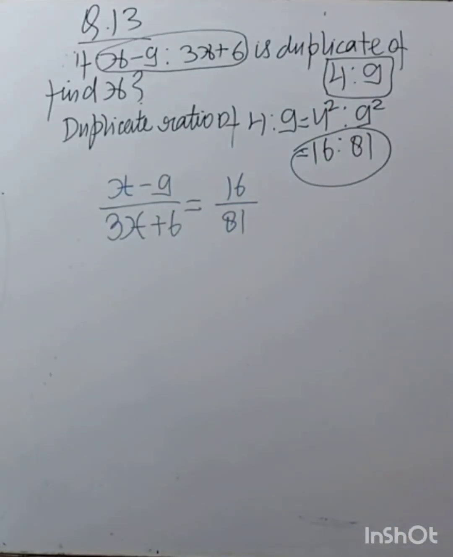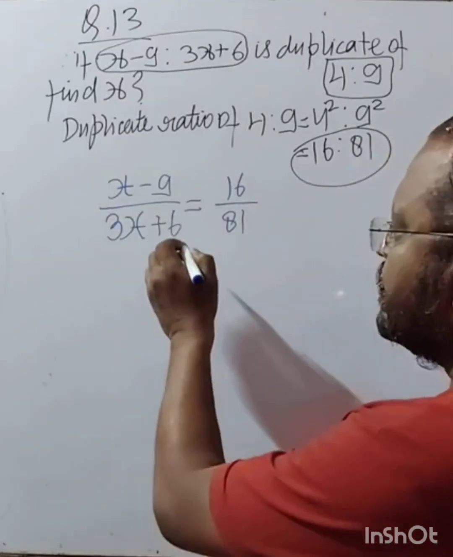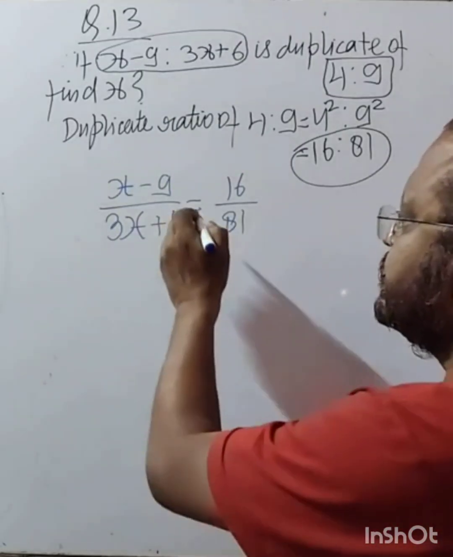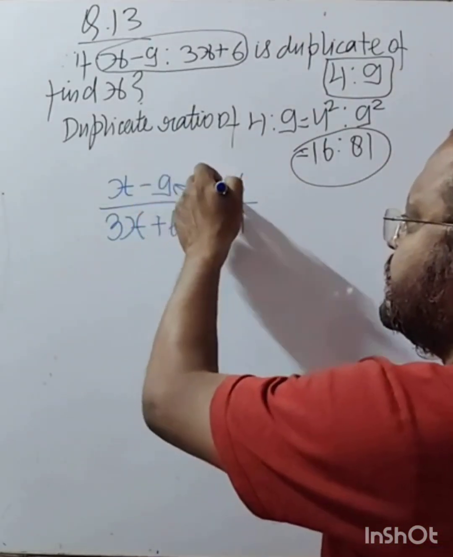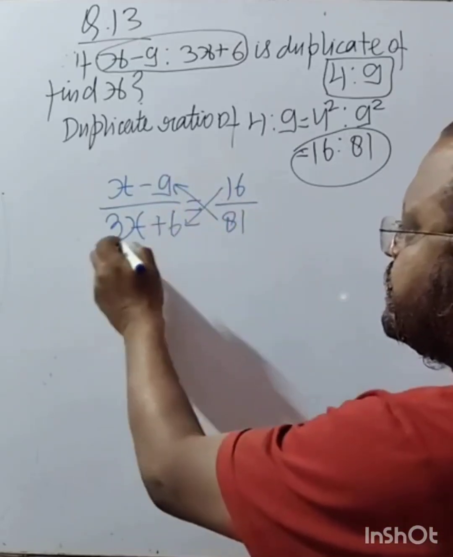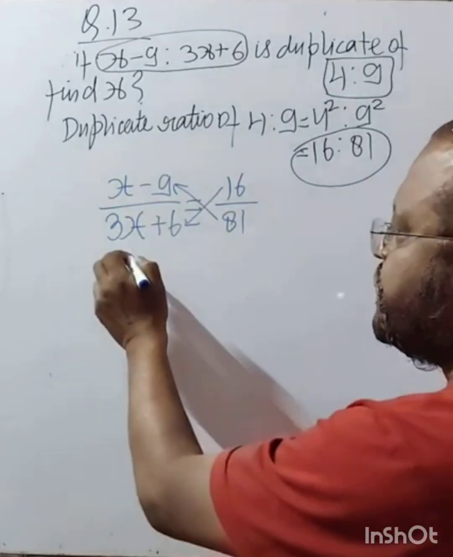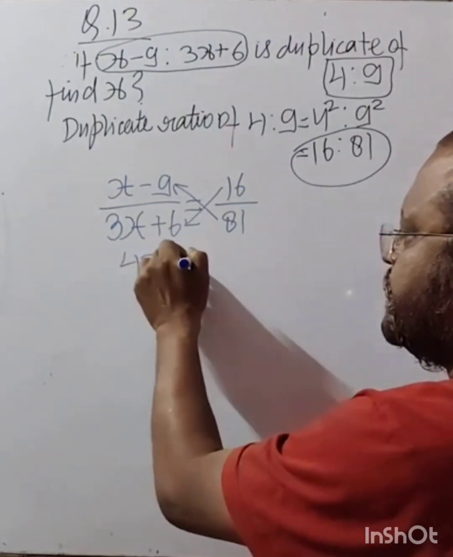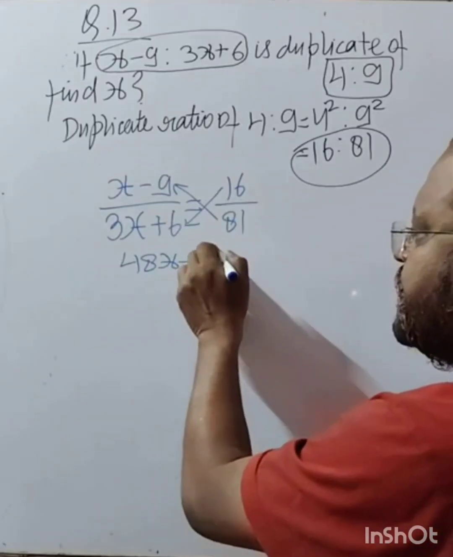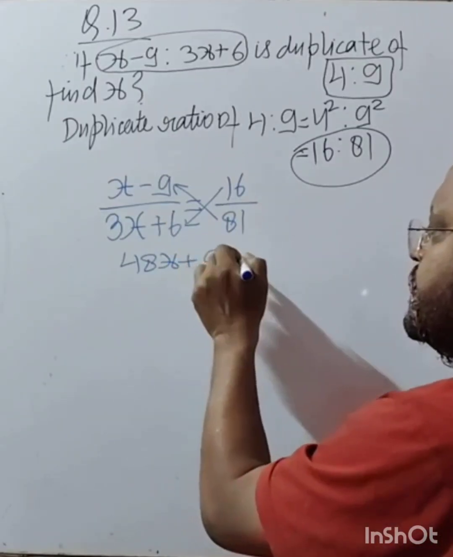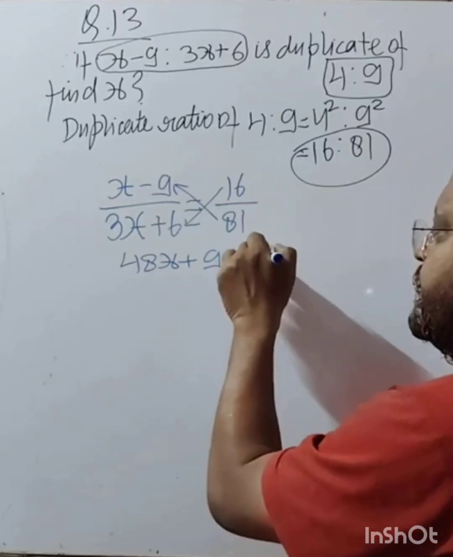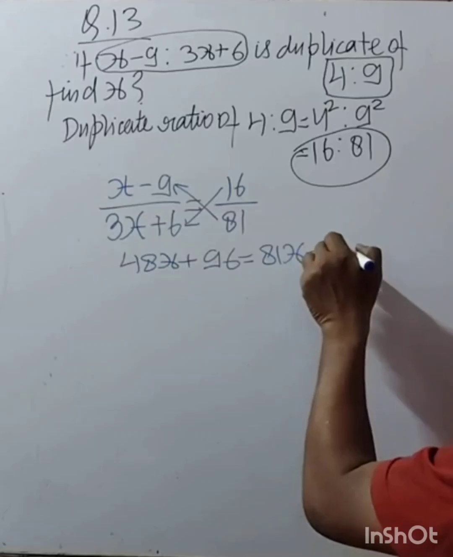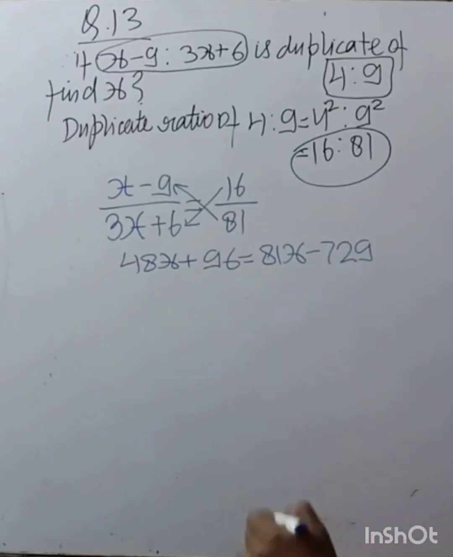So how will it be? So what will we do? We will cross multiply it, right? 3 times 16 becomes 48x, plus 16 times 6 becomes 96, is equal to 81x minus 729. Is it so?